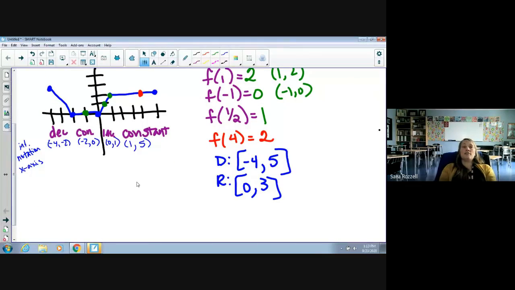We're going to do one that's got infinities in it, where it's not a definite endpoint at the beginning and the end, just so you'll know how to write an increasing, decreasing, or constant if you have an infinity in there.